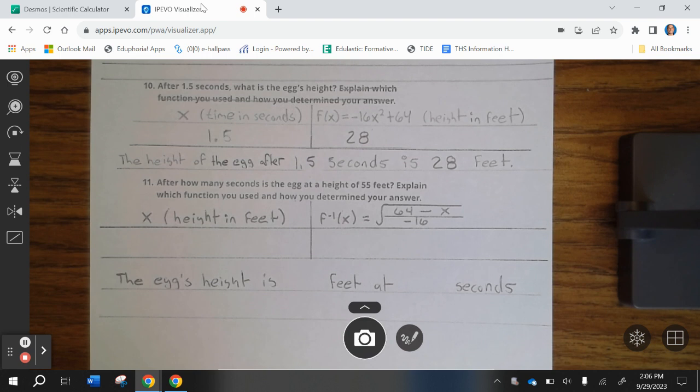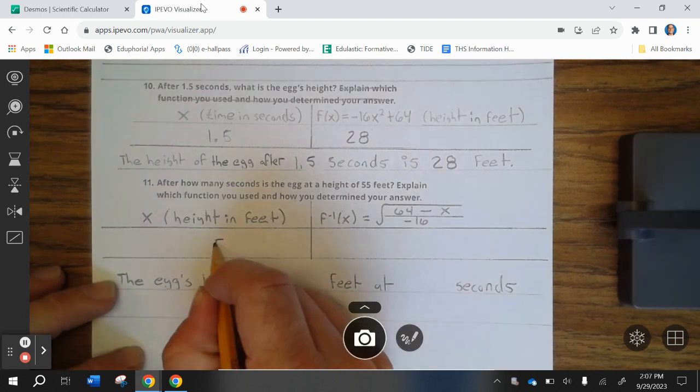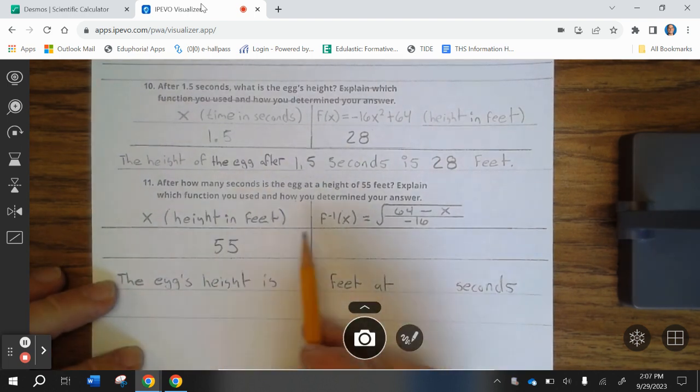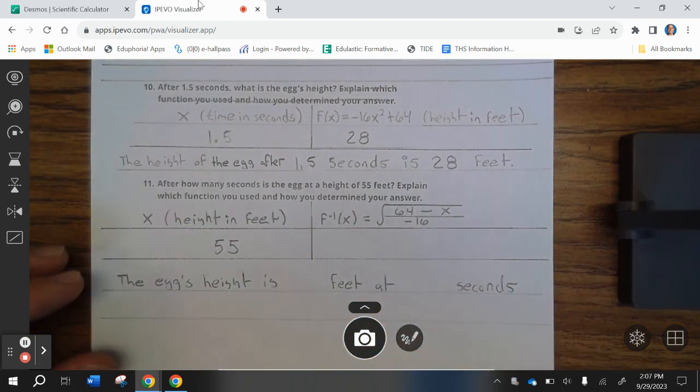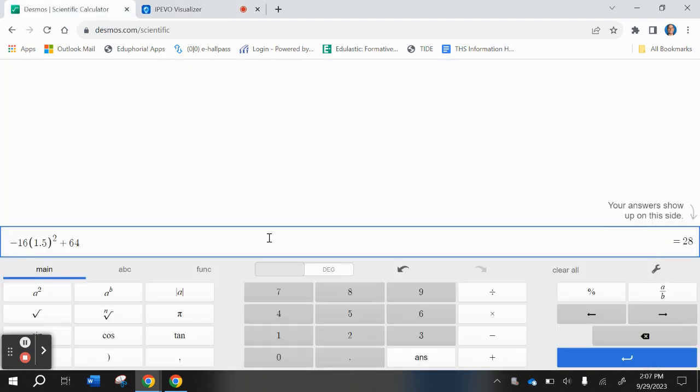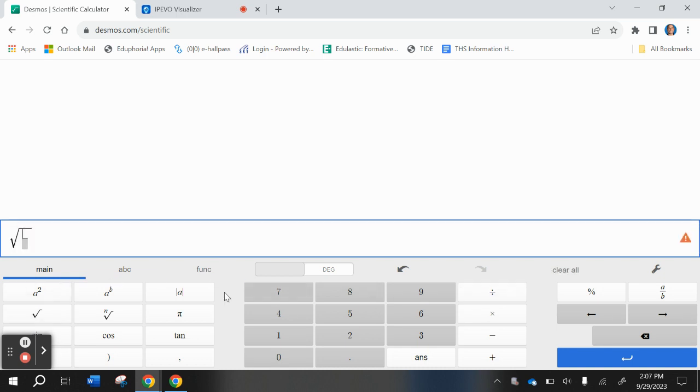Now 11. After how many seconds is the egg at a height of 55 feet? Explain which function you use and how you determine the answer. So we're now going to use the inverse function. So in this case, x is 55. And so we're going to plug 55 into the function. Okay, so let's delete this. Square root of 64 minus 55 divided by negative 16.